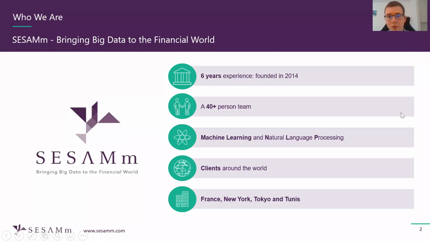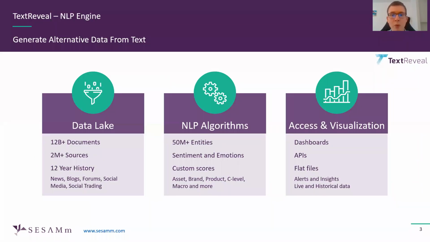So just to start, a few words on the company. SESAMM is a 6-year-old company. We're a 40-people team, and we specialize in natural language processing, so text analysis. We're based in France and in the US. And we've been working with quant and fundamental clients for quite some time now. What we provide at SESAMM is actually a platform that allows clients to build a lot of different use cases.